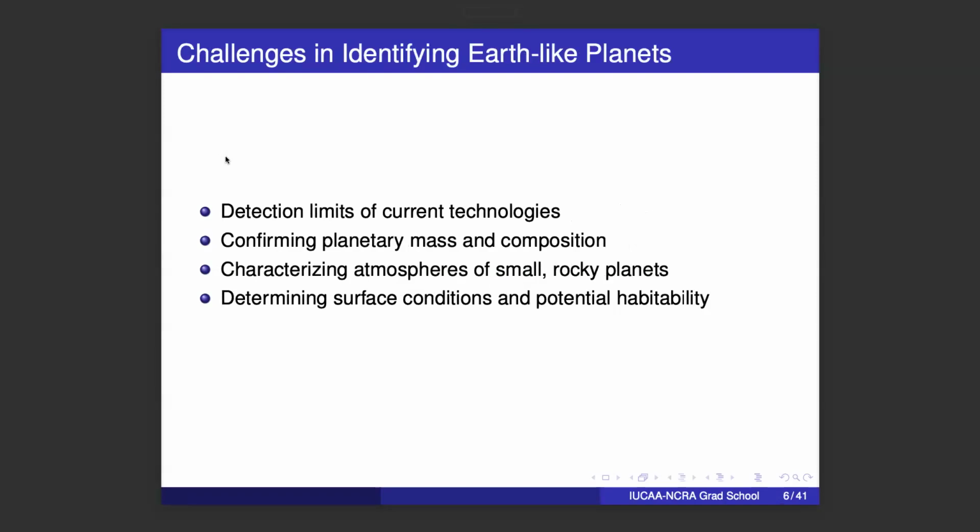So challenges in determining these Earth-like planets. It's not an easy game. This is now hard. It reaches the detection limits of current technologies. Okay. And then confirming the planetary mass and composition is quite hard. And yesterday we were talking about how we only determine the radius using the transit technique. Can we determine its mass? So one way which was suggested was you try to determine the mass using the radial velocity technique.